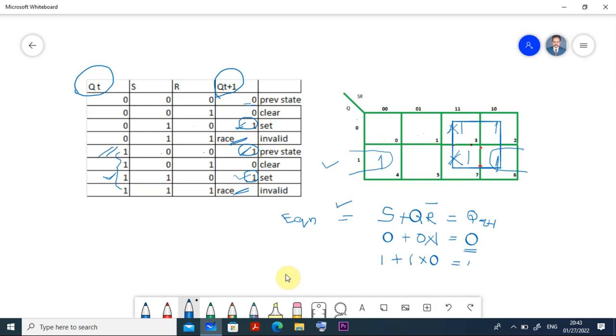This I created as a digital circuit. If things pass through this, whatever the Q, whatever the S R you pass, I am able to get the Q t plus 1. And this is what we explained. We explained about the R S flip-flop. Clear? So I hope you have understood this concept.